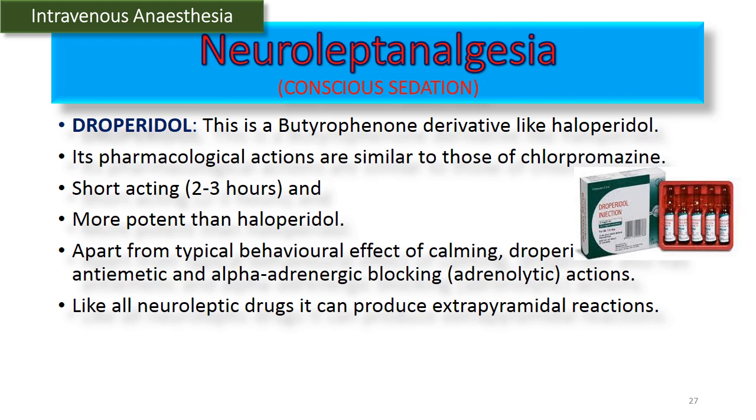Droperidol is a butyrophenone derivative like haloperidol. Its pharmacological actions are similar to the first generation antipsychotic, which is chlorpromazine. It has a short duration of action, 2 to 3 hours, and it is more potent than haloperidol. Apart from its typical behavioral effect of calming, droperidol has antiemetic action and also alpha adrenergic blocking actions. Like all neuroleptic agents, it can produce extrapyramidal side effects.